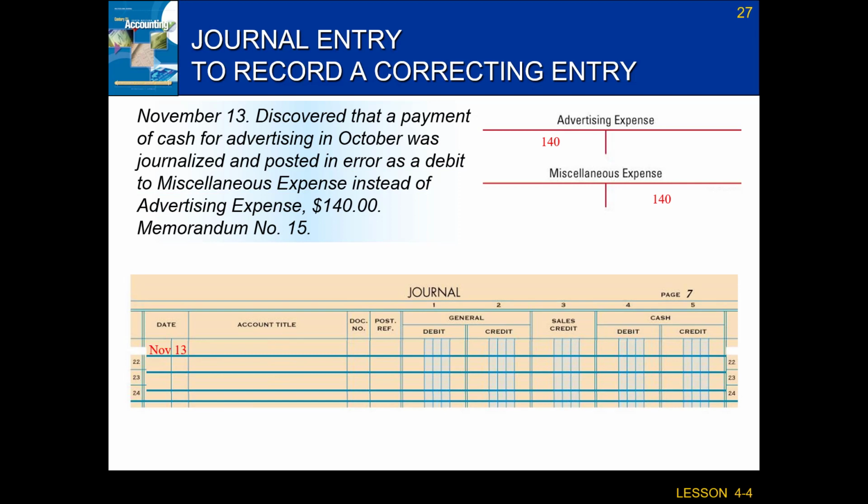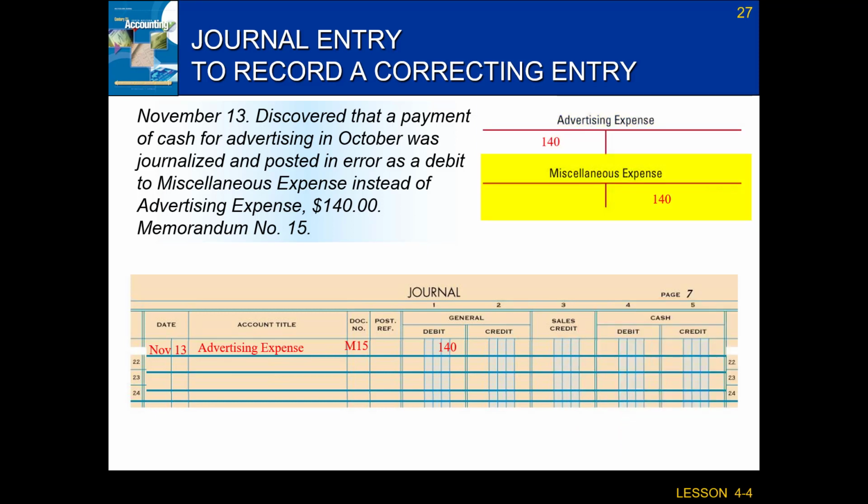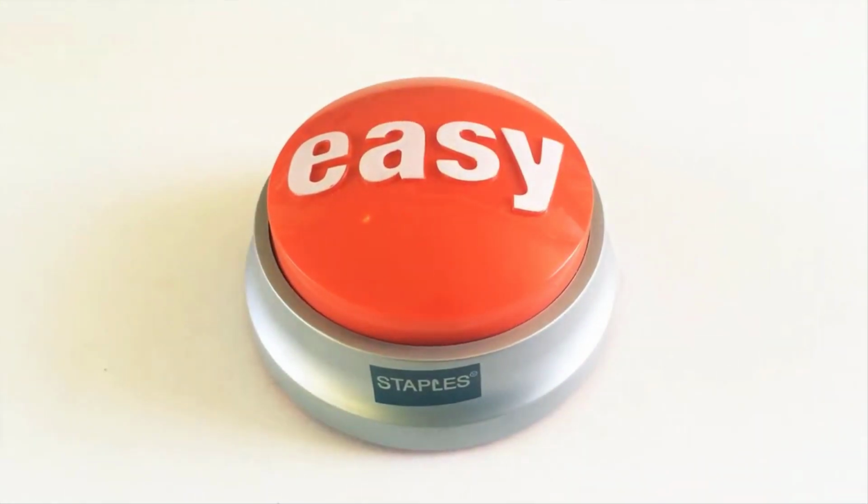So we'll drop our date in there of November 13th. And then our document is the memorandum number 15. And then remember, we are always going to do our debited account first. So if I look up here, our debited account is advertising expense. So we'll debit that for $140. And then we're going to put our credited account, which was miscellaneous expense, also $140. That was easy.